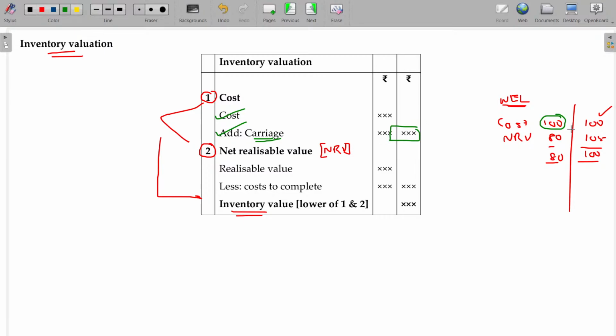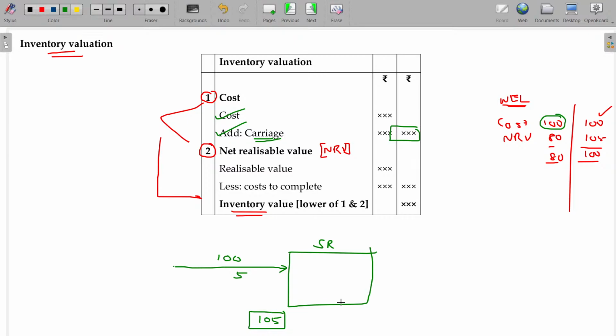What about the NRV? See, you have the shop here. If you are purchasing, the cost of the unit is 100 per unit purchased. To bring it from here to your godown or your showroom costs another 5 rupees. Now what is your cost? 105. This is your cost.